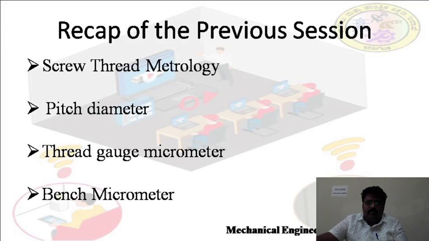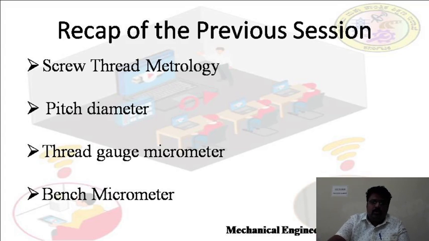And also we learned about what a bench micrometer is. Bench micrometer is one more type of micrometer which is used for measuring the external major diameter of the screw. So this is all we had in the previous session.